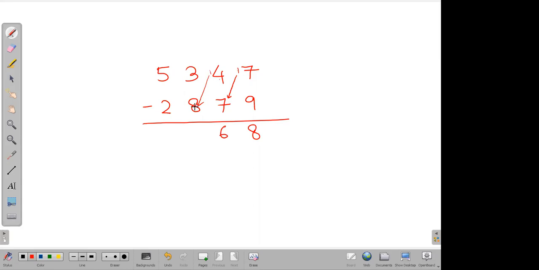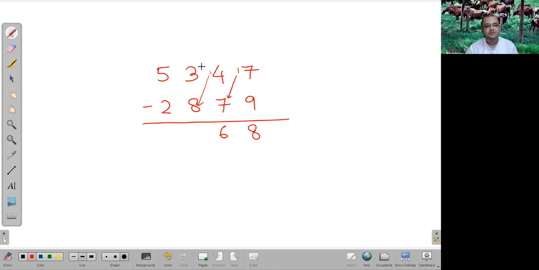9. Now that 9 will be converted not to 3, it will be converted to 13. So 9 plus 4 will give me 13. This one we will add in 2. 2 will become 3, and 3 we will convert it to 5 by adding 2. Answer is 2,468.